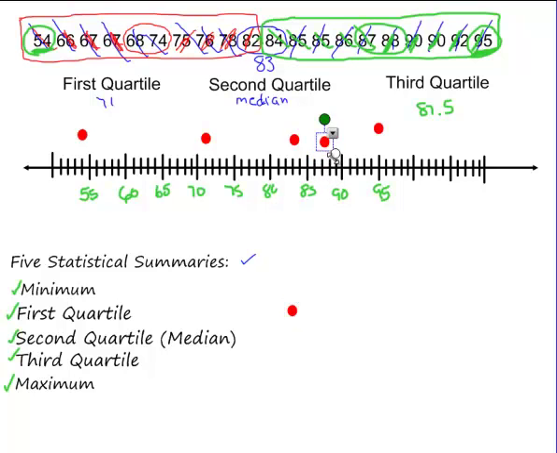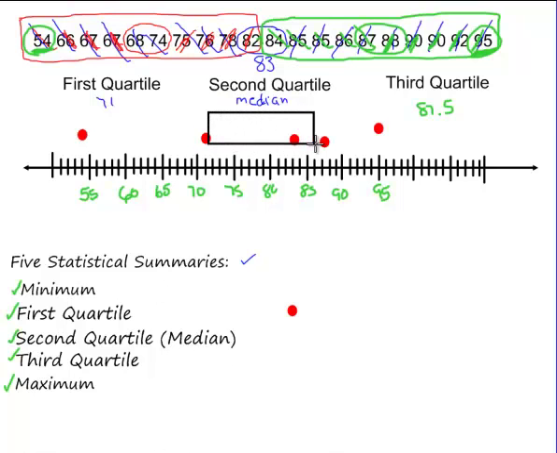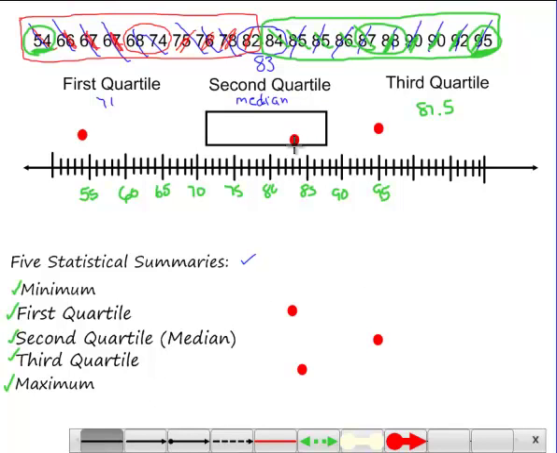Now, where does the box come from? Well, here it is. I then take a box to represent the first through third quartiles. So I'm going to take these dots and I'm going to move them away. Whoops. And this has to go from 71 to 87.5. And then I take a line and I represent the median. Right here at 83.